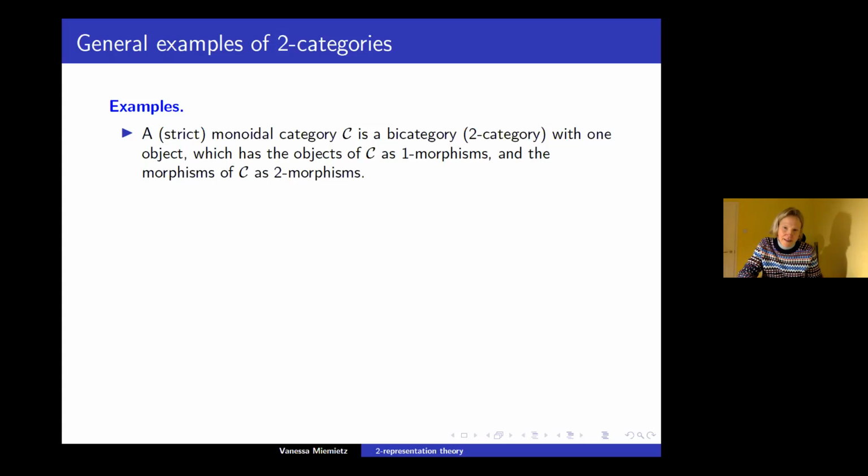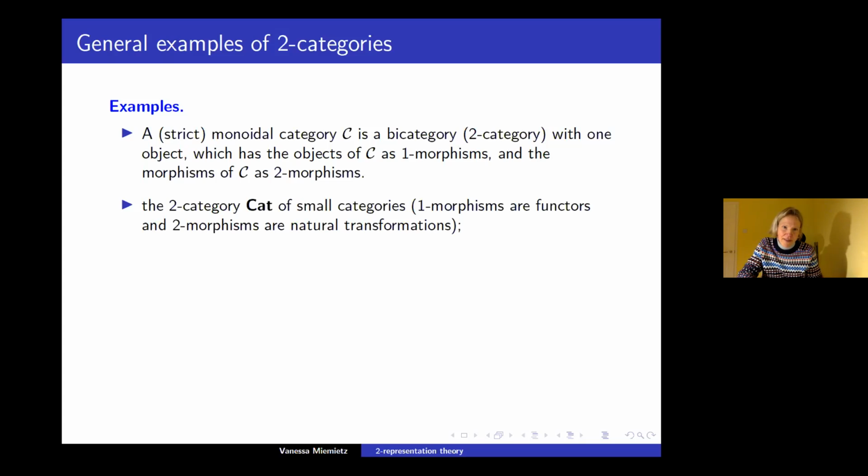The other example that everybody is very familiar with is Cat, which has objects, small categories, 1-morphisms, any old functor, and 2-morphisms, any old natural transformation of functors. So that's a really, really, really large and floppy 2-category. But essentially everything that I will say, all the 2-categories that I ever work with live inside Cat.